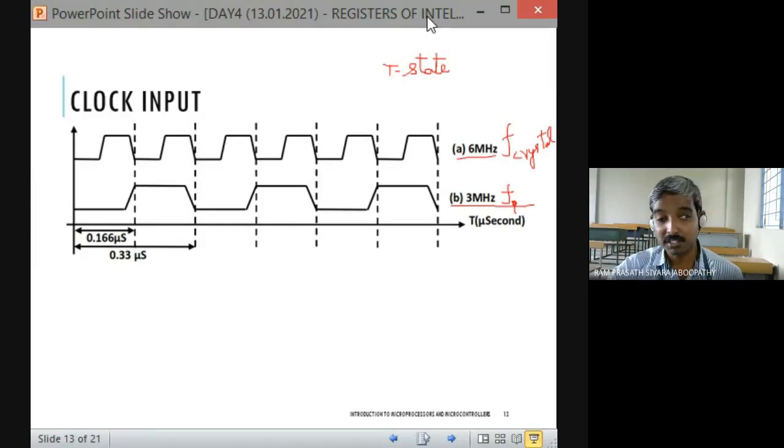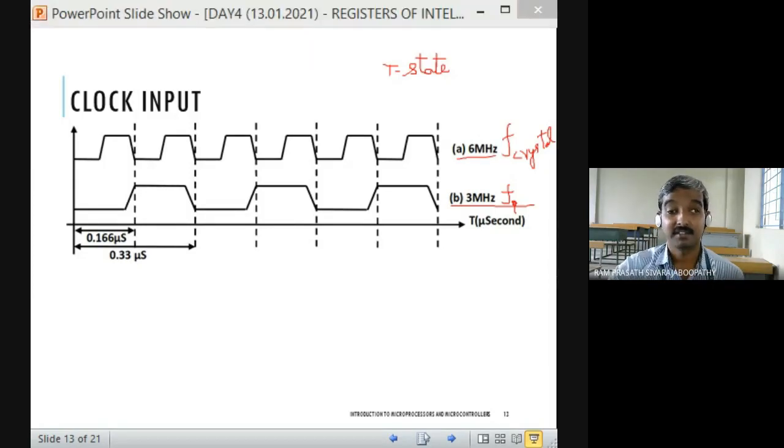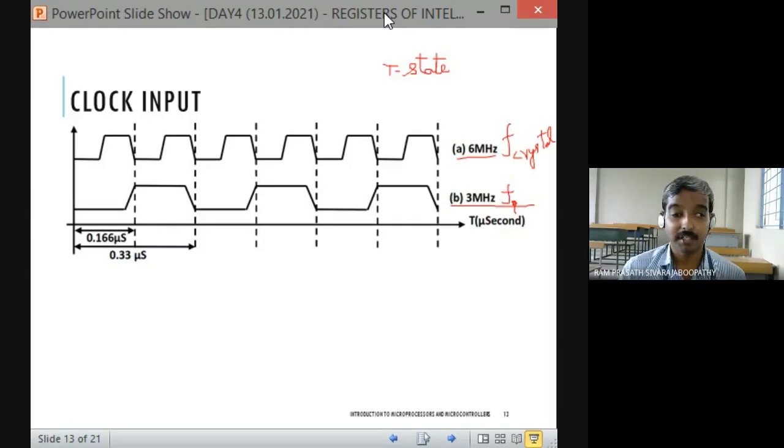I think Sivakumar typed the answer: 0.66. Whether it is correct or not, kindly check it and tell. If I connect a 12 megahertz crystal outside, at what frequency will my microprocessor operate? First type that. If I have connected a 12 megahertz crystal outside the CPU, what about the operating frequency of the CPU? 6 megahertz. That is the correct answer.